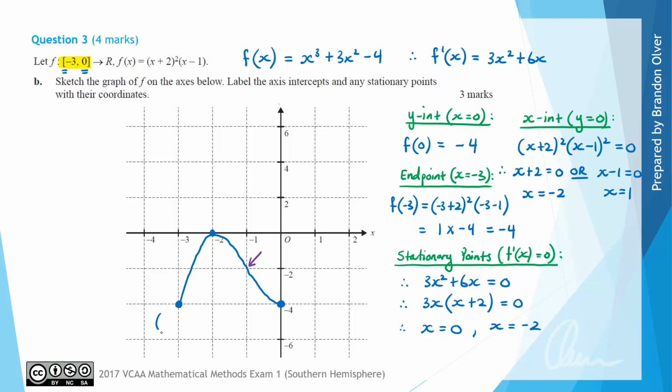So just before we finish up, we're going to put coordinates on all of these key features. So this is (-3, -4). This is (-2, 0). And this is (0, -4). So they were all of the key features that we were asked to give.